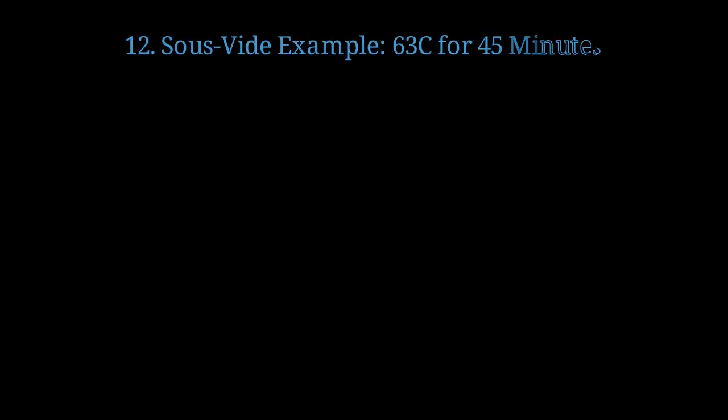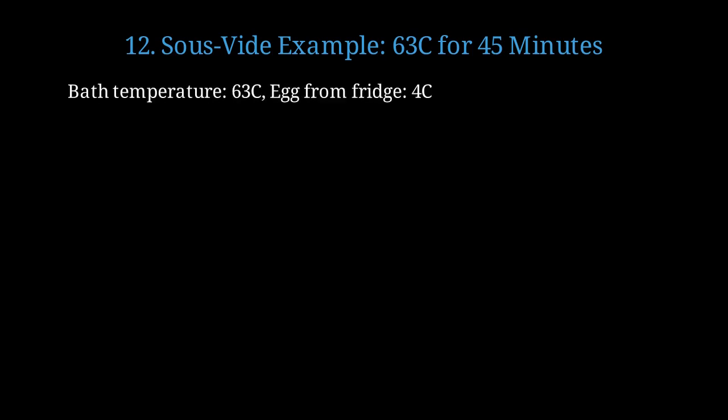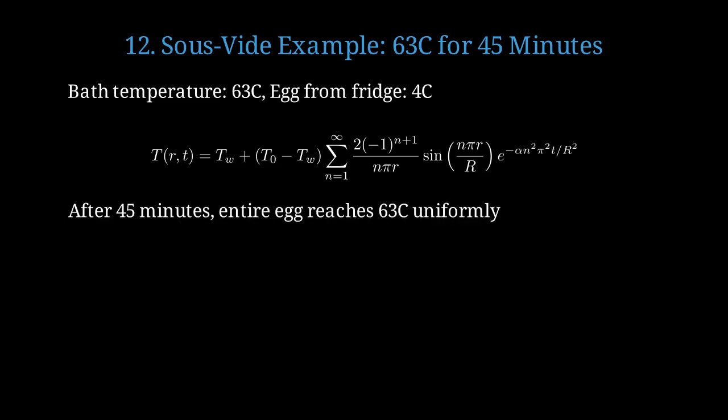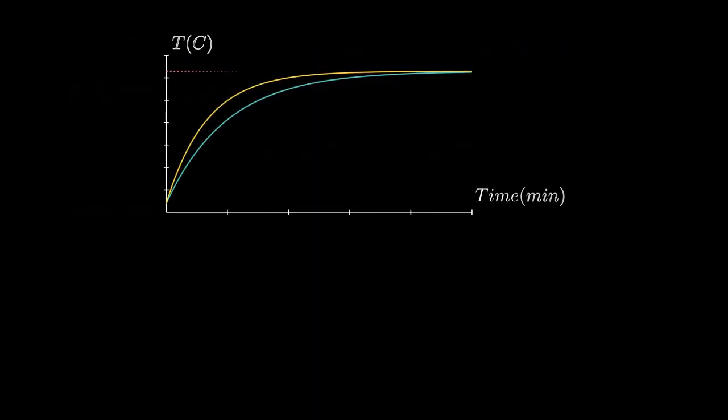Now let's analyze the sous vide approach with precise temperature control. We set the water bath to 63 degrees Celsius and use an egg straight from the fridge at 4 degrees. The full solution involves an infinite series, but the key point is exponential approach to bath temperature. After 45 minutes, the entire egg, including the center, reaches 63 degrees Celsius uniformly. The yolk remains perfectly liquid while the white is set, creating an impossible-to-achieve texture with traditional methods. Both center and surface temperatures asymptotically approach the 63-degree bath temperature, ensuring uniform cooking.